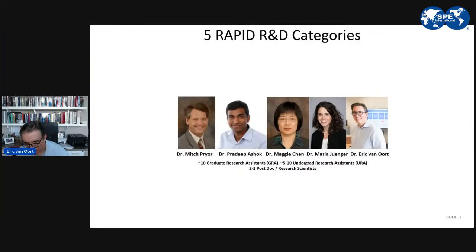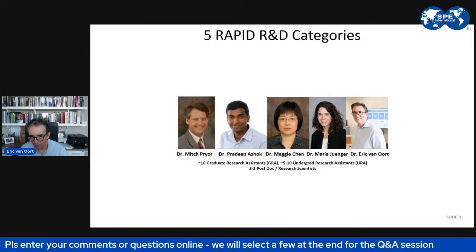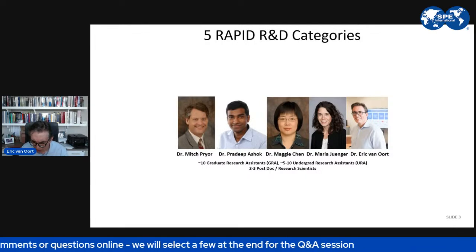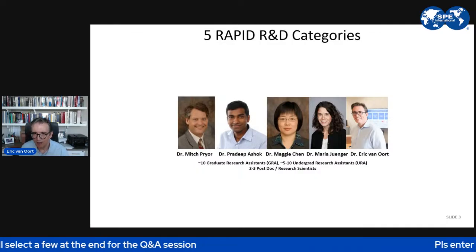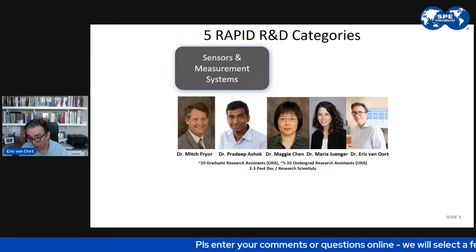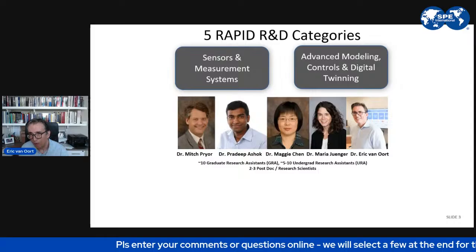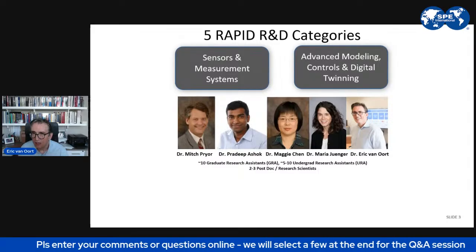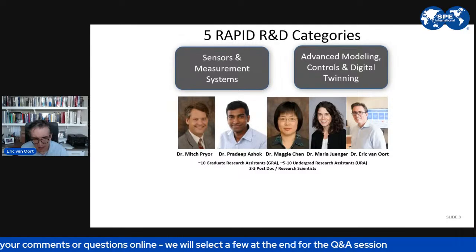As I said, I'm the director of RAPID, which is, if you want, an industry consortium. We call it an industry affiliate program. And I run that together with 4 other professors. And RAPID has 5 pillars, 5 kind of categories that it's involved in. It works on sensors and measurement systems for drilling primarily. We work on advanced modeling, controls, and digital twinning.